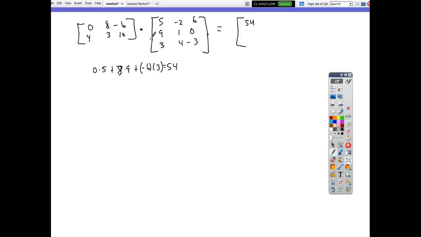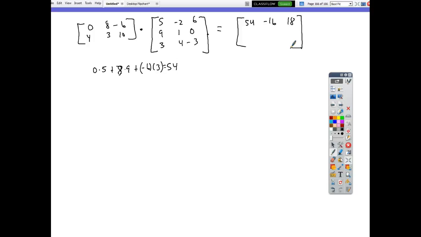Now I want to do the second one, right? So I'm going to go row times column. So 0 times negative 2 is 0, plus 8, plus negative 24 gives me negative 16. Row column. 0, 0, 18. That's what goes there. I've done the first row.